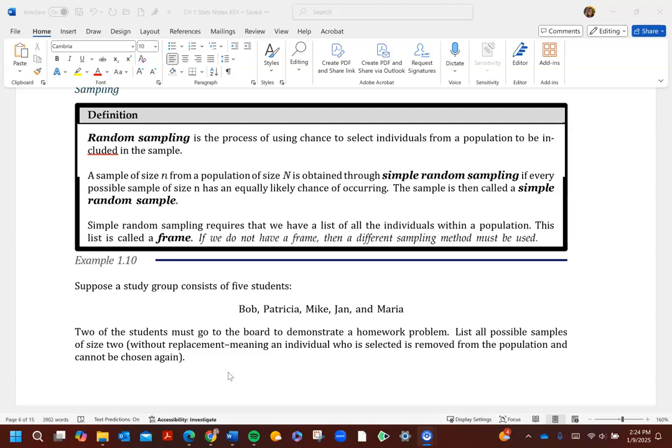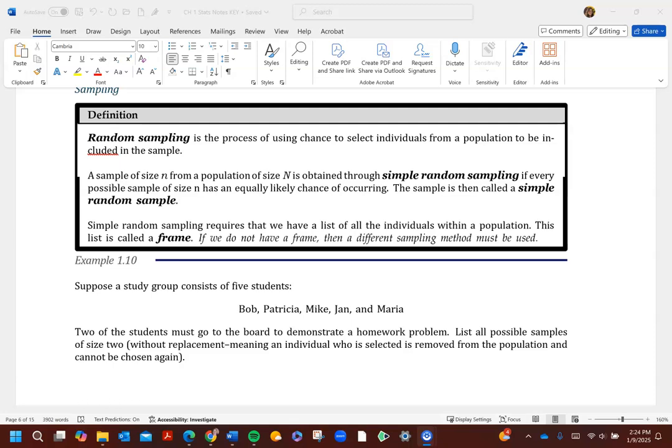So for instance, I could have Bob and Patricia, could have Bob and Mike. I'm going methodically here, Bob and Jan, and so on. Then you get Patricia and Mike, Patricia and Jan, and you've already had Patricia and Bob, so we wouldn't count them again. So pause the video and quickly list them out. You can use their initials, or you might need the first two letters to differentiate Mike and Maria: MI for Mike and MA for Maria.